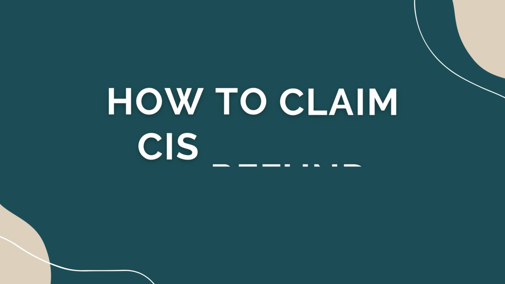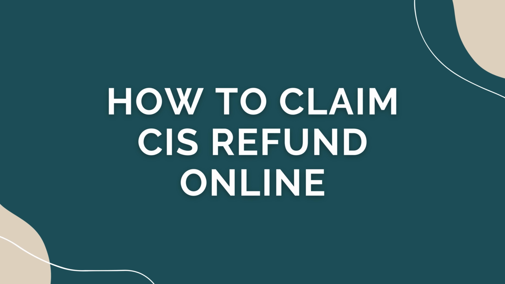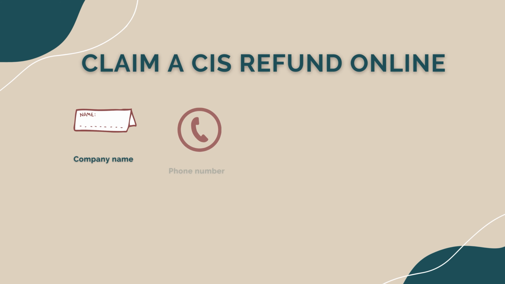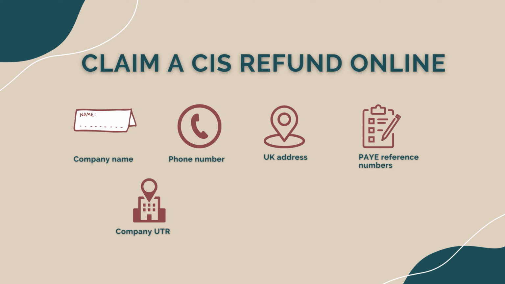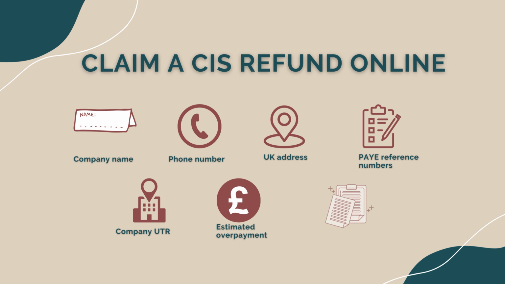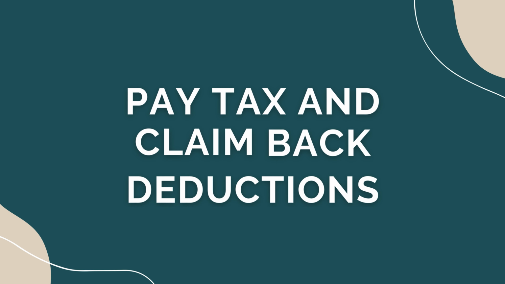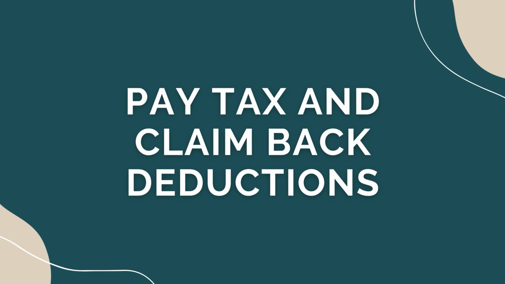If you've overpaid and you want to claim a CIS tax refund online, here's what you need. Limited company subcontractors or their agents can claim by providing their company name, phone number, UK address, PAYE reference numbers, and the company unique taxpayer reference, and the estimated overpayment amount along with documents supporting the claim. Now, let's discuss the crucial aspect of paying tax and claiming back deductions under CIS.